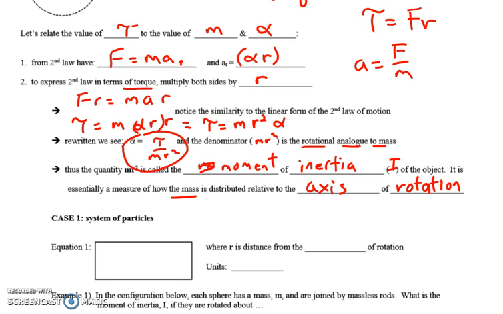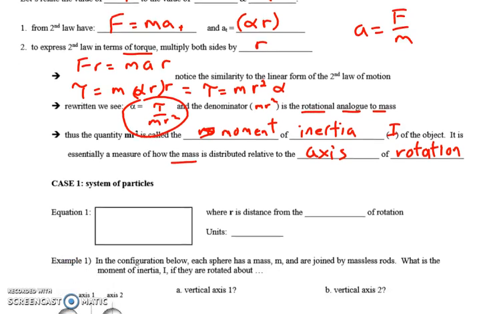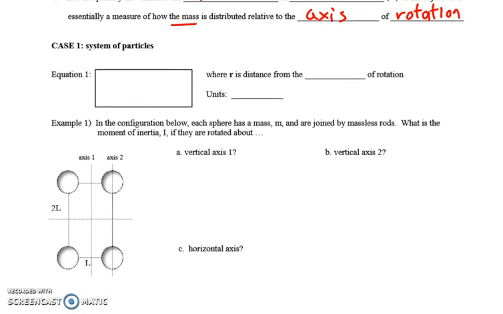Rotation. Okay. So how do we calculate moments of inertia for different shapes? Well, the first case we look at is a system of particles. If I have a bunch of spheres that are connected together, and we have different axes of rotation, which we'll see below, so don't write that in.